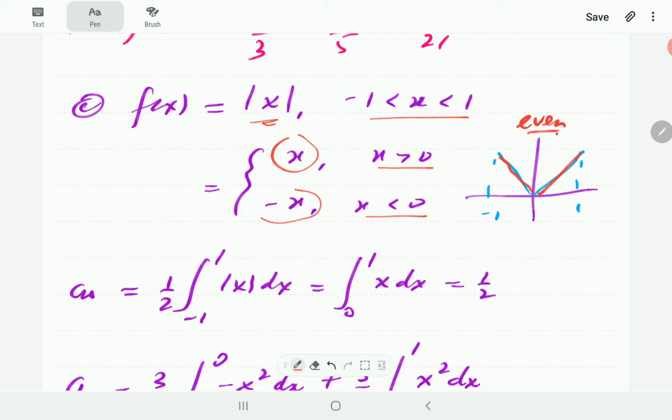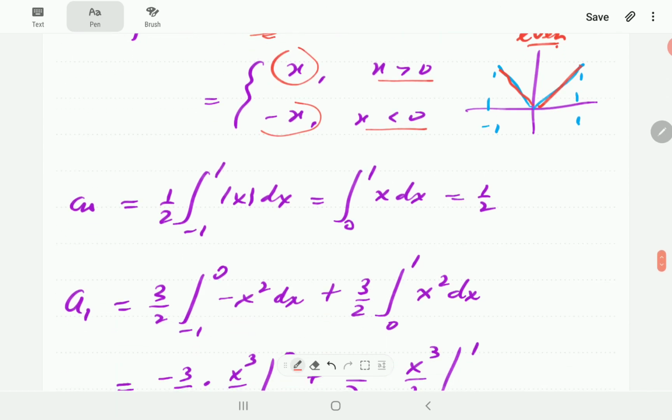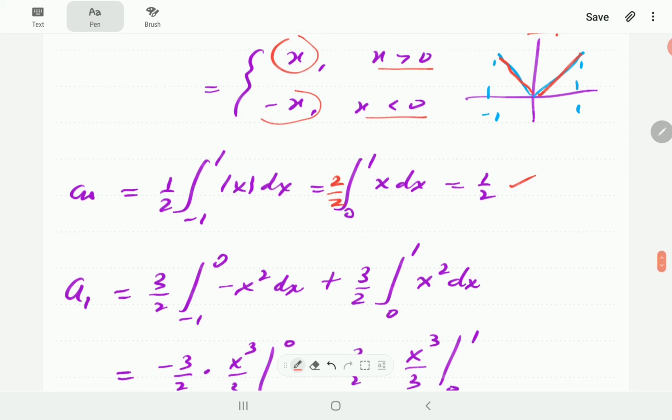All right, so let's work through the coefficients. So a0 is going to be 1/2 times the integral of mod x dx. Since this is even, we can just integrate from 0 to 1, use x, and multiply this integral by 2. So this 1/2 is going to work out to 1. And then integrating, that gives us 1/2.